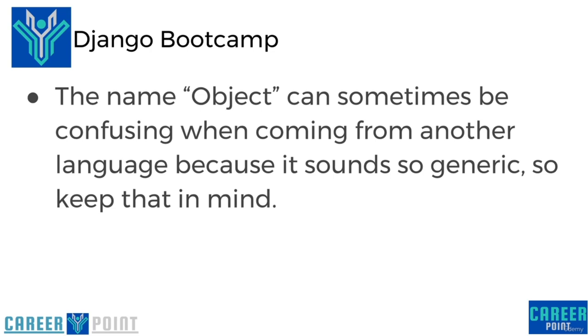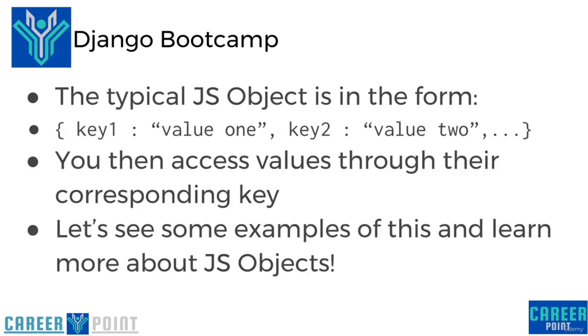The name object can sometimes be confusing if you're coming in from another programming language because it sounds so generic. But keep in mind, when someone says JavaScript object, they're talking about a very specific thing. Now, the typical JavaScript object is in this form. It's inside curly brackets, and then you have the key, colon, and then the actual value that's associated with that key. And you then access values through the corresponding key.